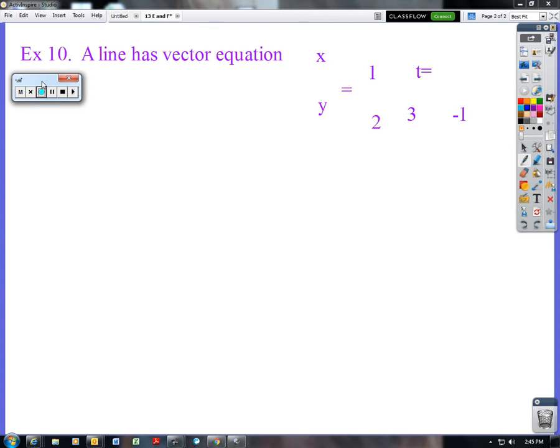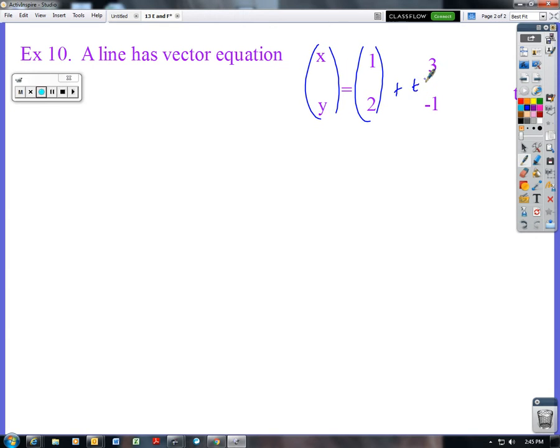Example 10. A line has a vector equation. Oh, yeah, since I wasn't feeling well, I just kind of threw these together really quick. Let's move these up to where they should be. Sorry about this, it's all confused. That equal shouldn't be there. This should be, 3 should be up there, -1 should be there. Let's just ignore that. I was in the process of making these slides, and since I'm not feeling well, I'm just going to do them from scratch here.